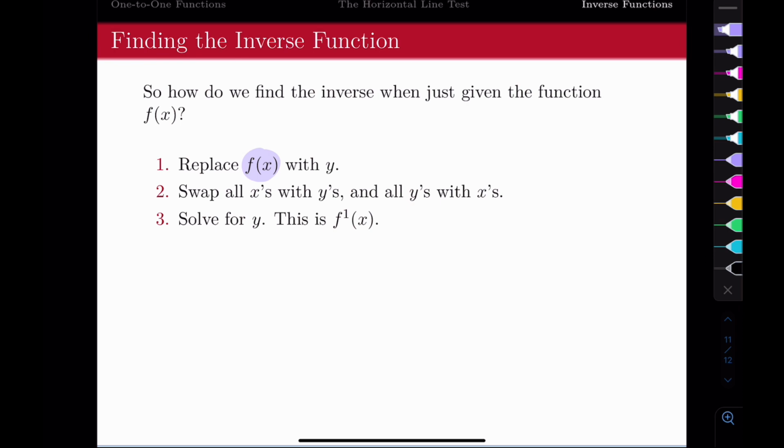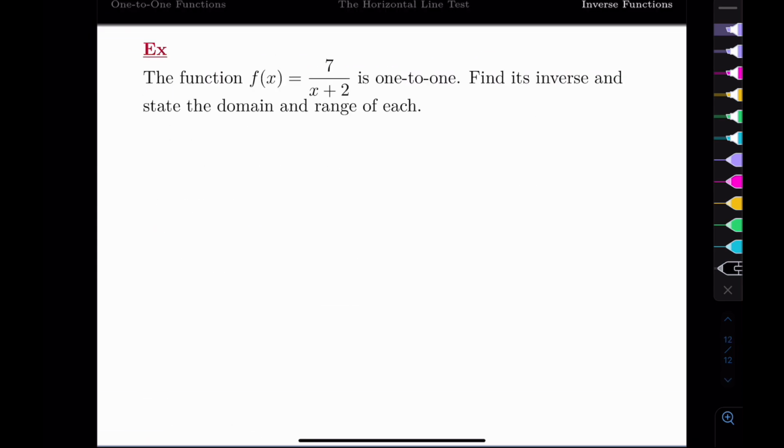Then my roles are flip-flopping. So every x is going to turn into a y, and every y turns into an x. So you're interchanging all the variables. Then you want to solve for y, and this is going to be our inverse function. Forgot that minus sign attached here. Okay. So let's try an example.